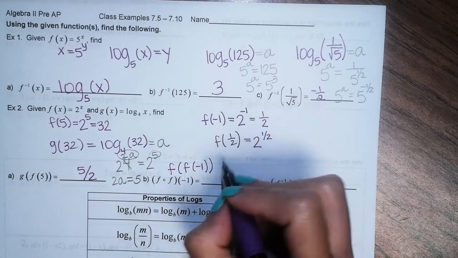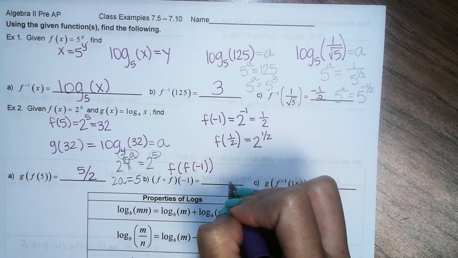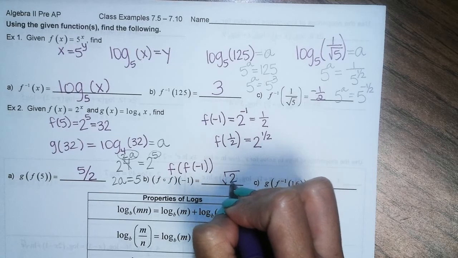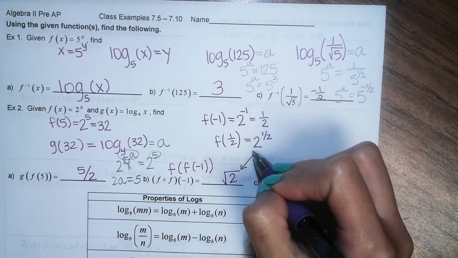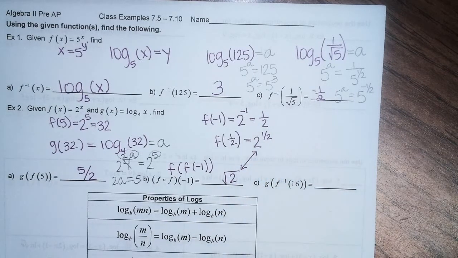You can leave it like that, 2 to the 1 half. Or I think on my answer key, I put it as the square root of 2. They're both correct, and they're both equivalent. So 2 to the 1 half or the square root of 2. They're the same.